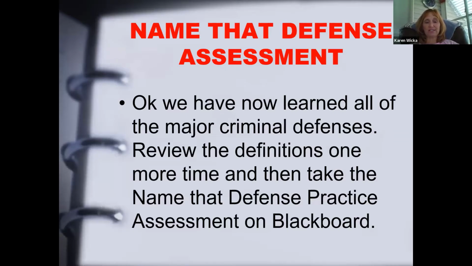Okay. So the last thing is, if you want to practice with some of these defenses and make sure you really understand them, there's a practice assessment that you can take over and over. That's called Name That Defense Assessment, to really make sure that you understand all the defenses.